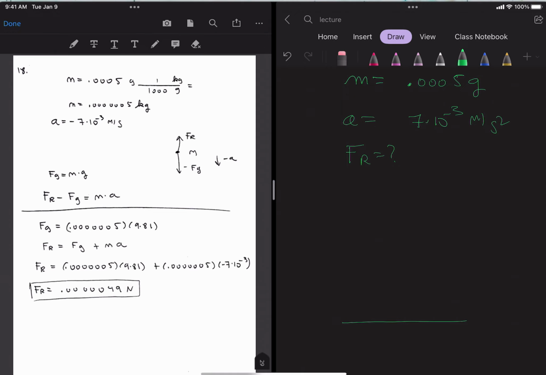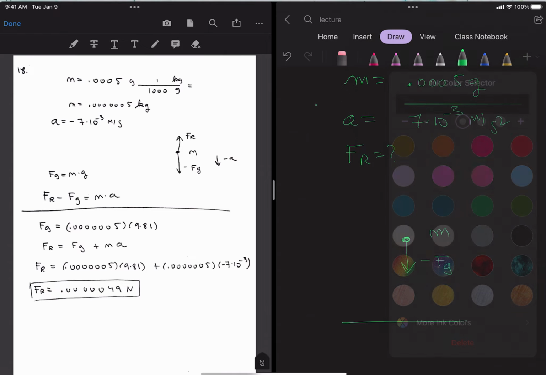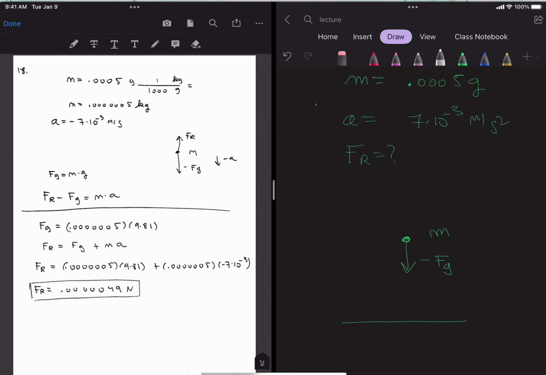This is the ground, this is the feather. The feather has a mass m. Anything with a mass, gravity is always acting downwards. With the weight, that's going to pull it down, so with the weight Fg. And here, there's air resistance, and air resistance is going to want to slow down the downwards motion, so air resistance is going to point upwards with the force Fr.